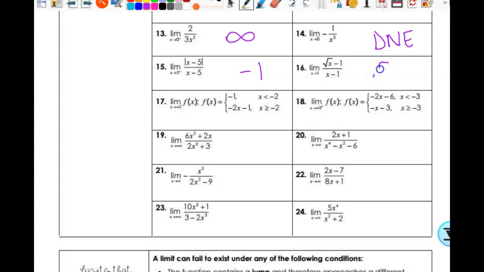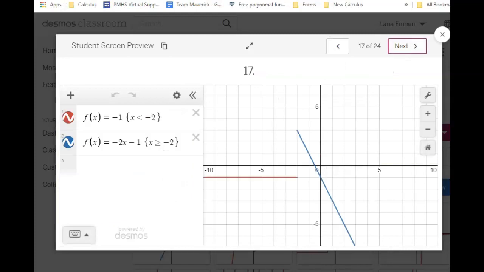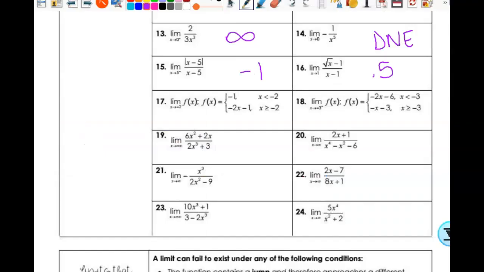And there's other ways to get it more specific, but like I said, right now I just want you to understand the concept, and then we'll go deeper into that stuff. All right, number 17, as x approaches -2. And so as I approach -2 from the left and from the right, am I approaching the same thing? No. So then my answer is does not exist.